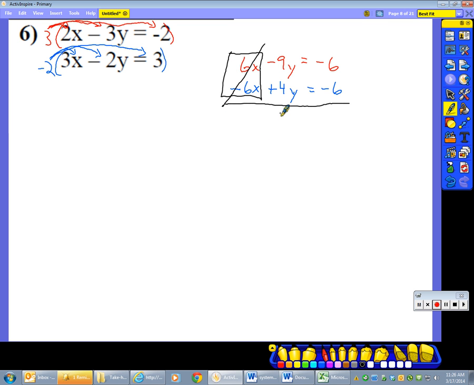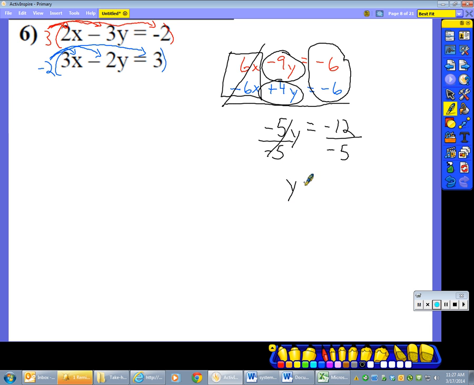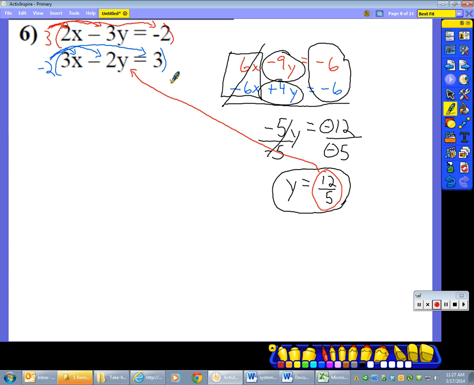So those are eliminated. Now I'm going to combine a negative 9y and a positive 4y. I end up with a negative 5y. Got to think back to 7th grade on that one. A negative 6 combined with a negative 6 is a negative 12. I divide the left side by a negative 5, divide the right side by a negative 5, and a negative divided by a negative is going to be a positive, so y equals 12 over 5. Now I'll do this in red: I'm going to take that 12 over 5, that's what y equals, and sub it in for y in one of my equations. I'm just going to use the second equation. It doesn't matter.